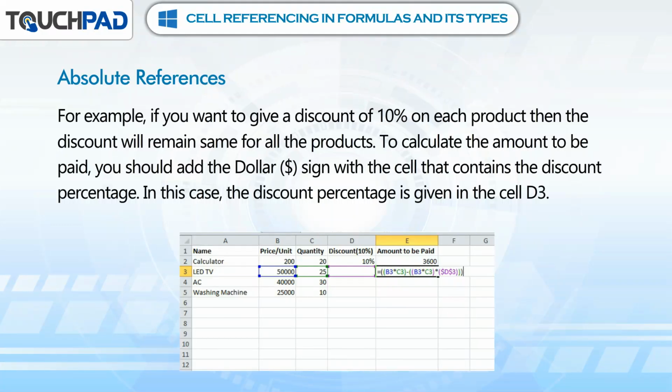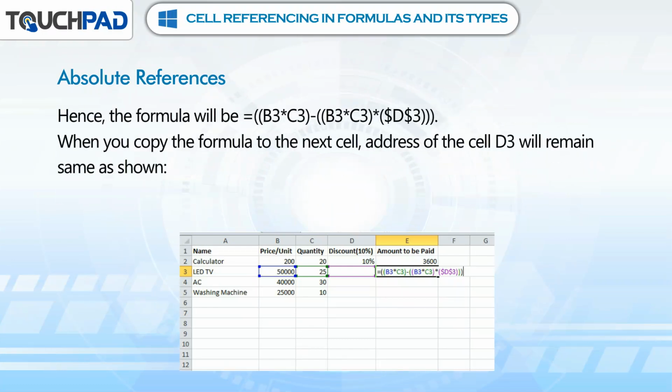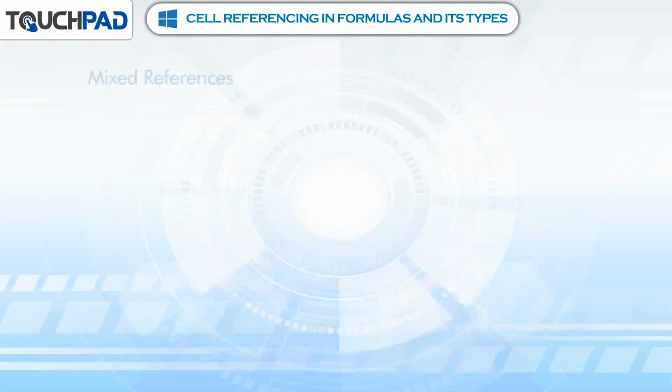In this case, the discount percentage is given in the cell D3. Hence, the formula will be is equal to B3 multiplied by C3 minus B3 multiplied by C3 multiplied by $D$3. When you copy the formula to the next cell, address of the cell D3 will remain same as shown.